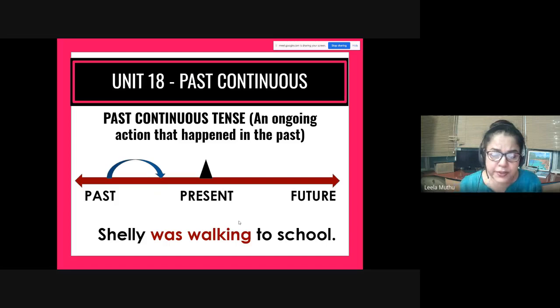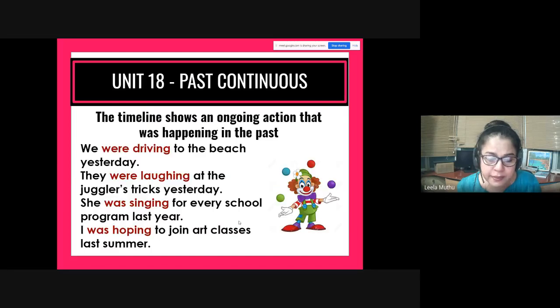Understood? So you can see the ongoing action, which is the navy blue curved arrow, which is in the past arm of the timeline. So an ongoing action that happened in the past or was happening in the past, but it stopped. Okay, so the timeline shows an ongoing action that was happening in the past. Let's see the examples.